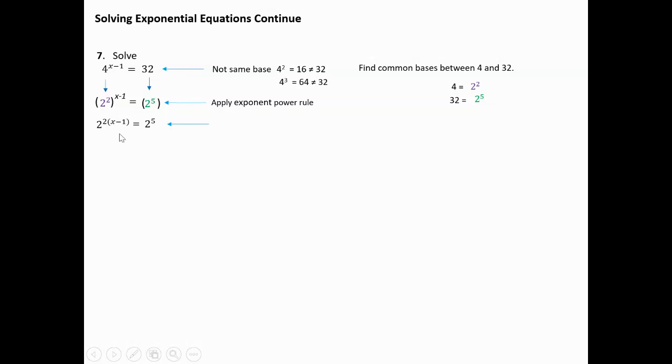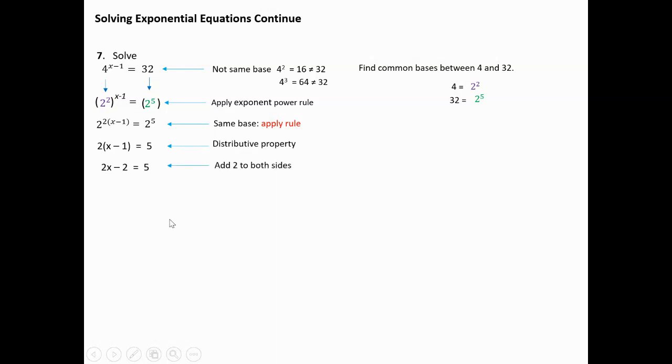You see, now we have the same base. So now we can apply the rule, which means we're going to let the exponents equal each other. So we have 2(x - 1) = 5. Now here we're going to distribute the 2, so it'll be 2x - 2 = 5.